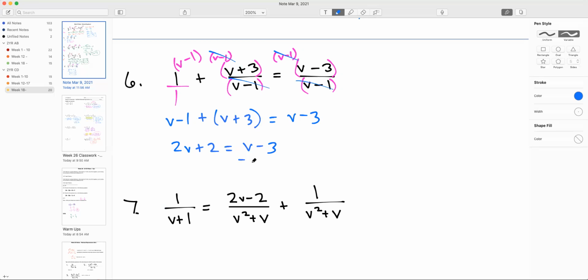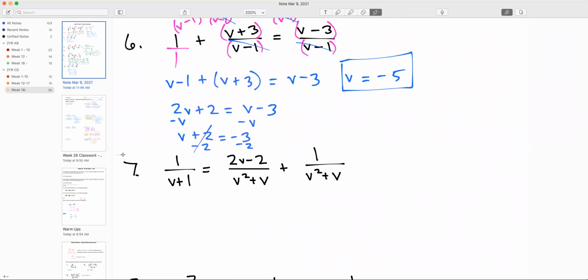Move all the v's to one side. You get v plus 2 equals negative 3. Move all the numbers to one side. I'm going to continue this over here. Minus 2, minus 2. So negative 3 v equals negative 3 minus 2 is negative 5. And that is your answer. You box it up. In order to get credit for this assignment, you need to show all of these steps.